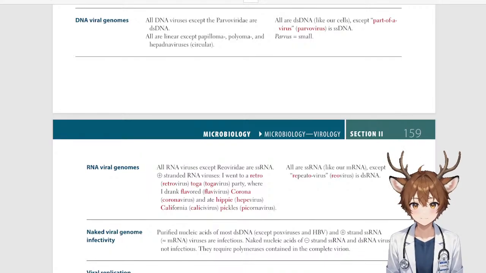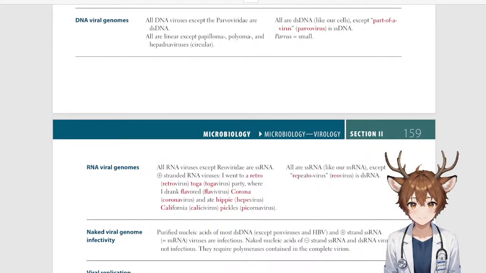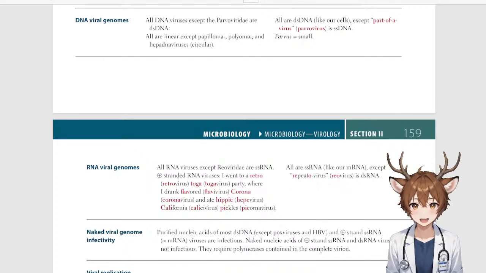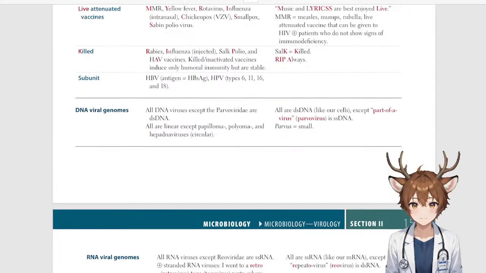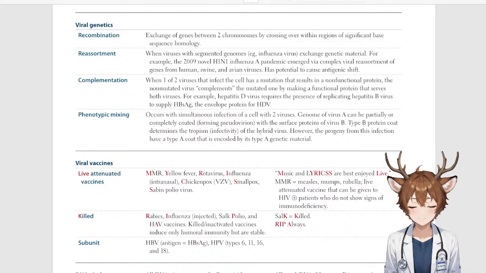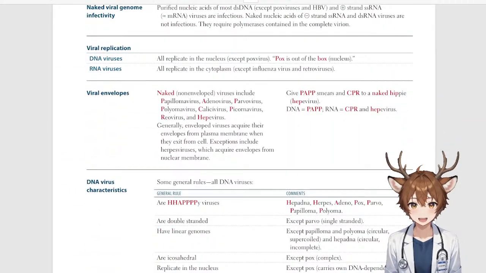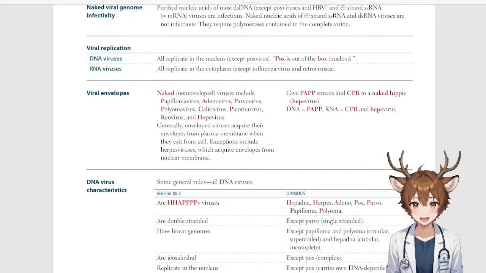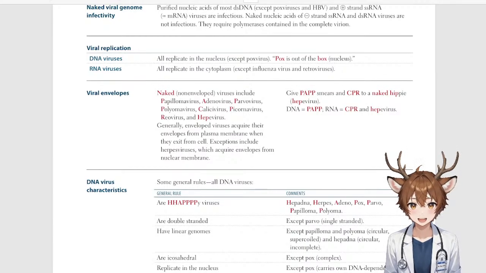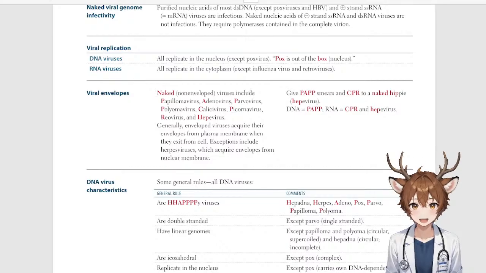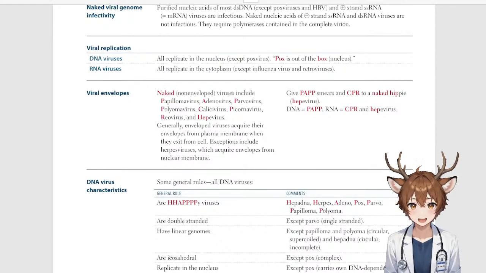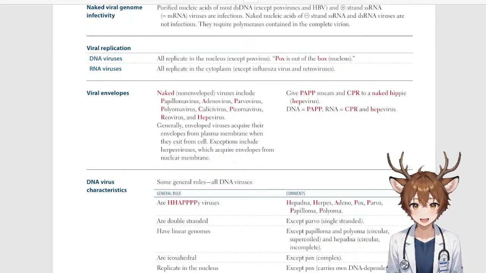Viral envelopes. Generally, enveloped viruses acquire their envelopes from the plasma membrane when they exit from the cell. Exceptions include herpesviruses, which acquire envelopes from the nuclear membrane. Enveloped DNA viruses like herpesvirus, hepadnavirus, and poxvirus have helpful protection.